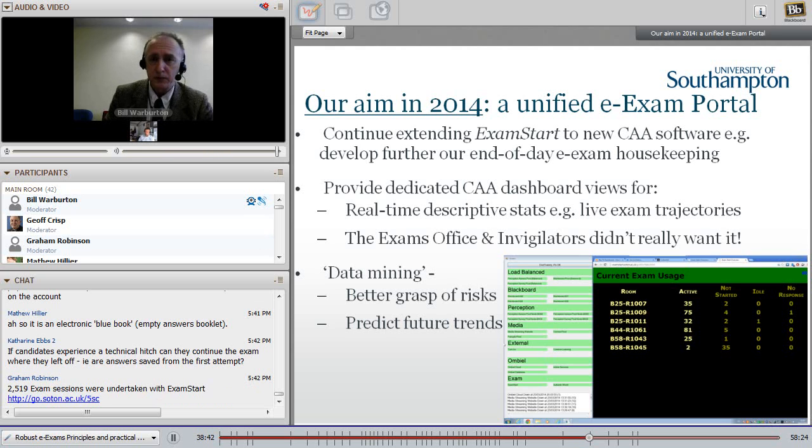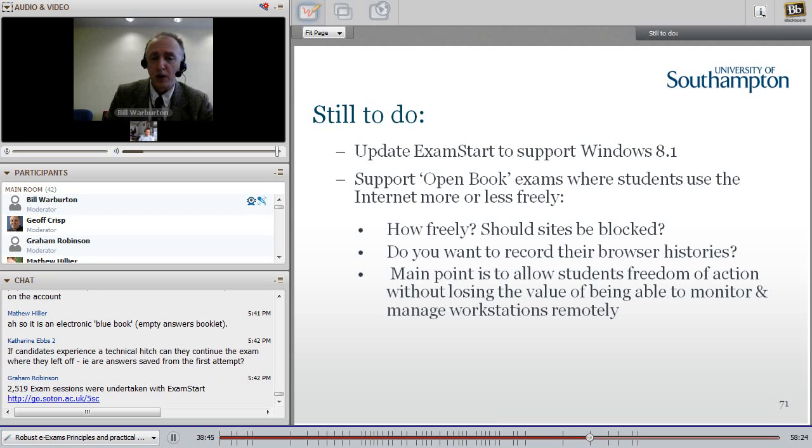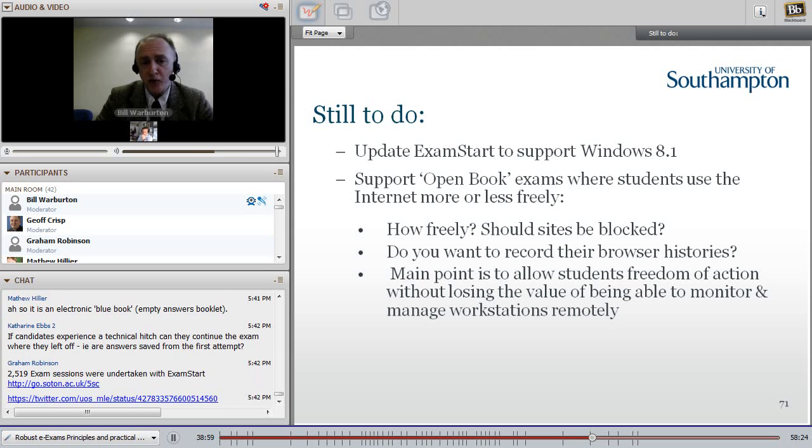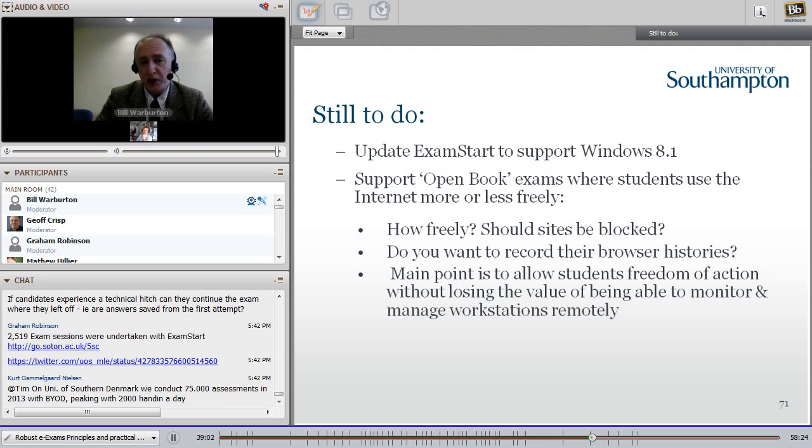What we haven't done yet is to update EXAMSTART to support Windows 8.1. That's on the list of things to do, or a list of Graham's things to do, really. And I mentioned earlier on that we want to support open book exams, because at the moment they're outside the scope of EXAMSTART, which means we can't report on the growth or the take-up of these kinds of activities.